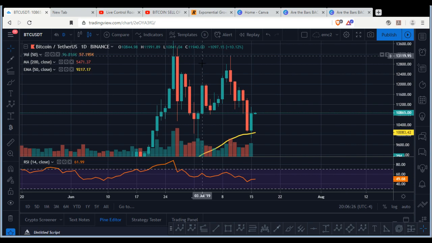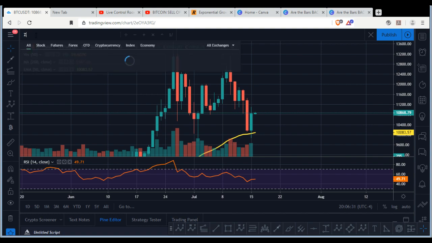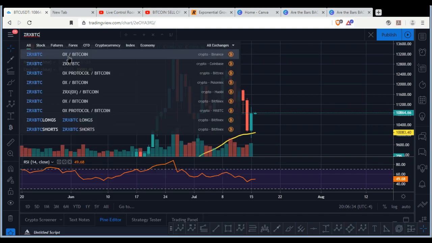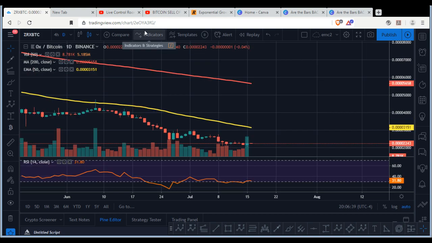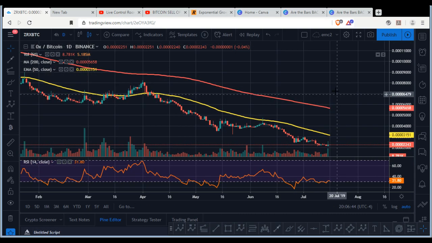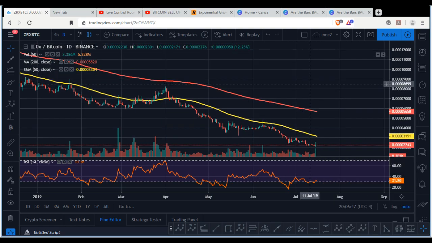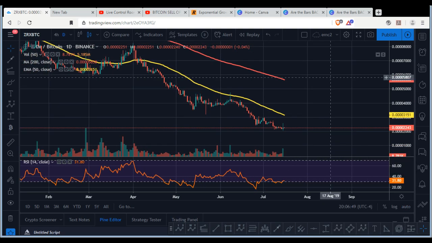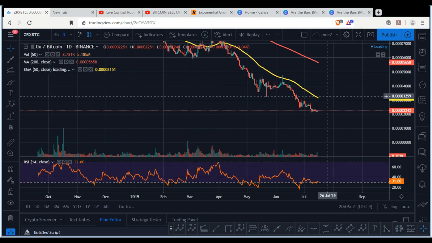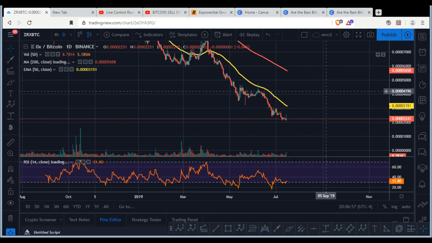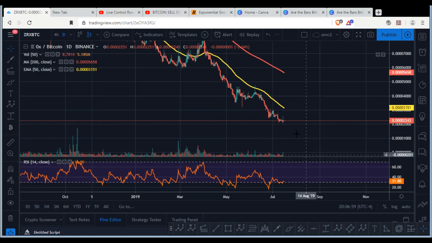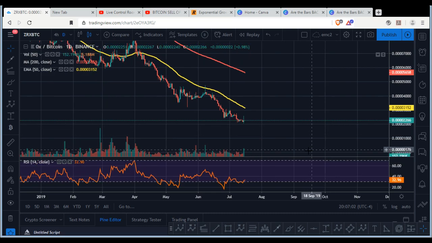Let's take a look at Xerox. We're going to take a look at the DGTX. Xerox. Yeah, Xerox is not looking bad.